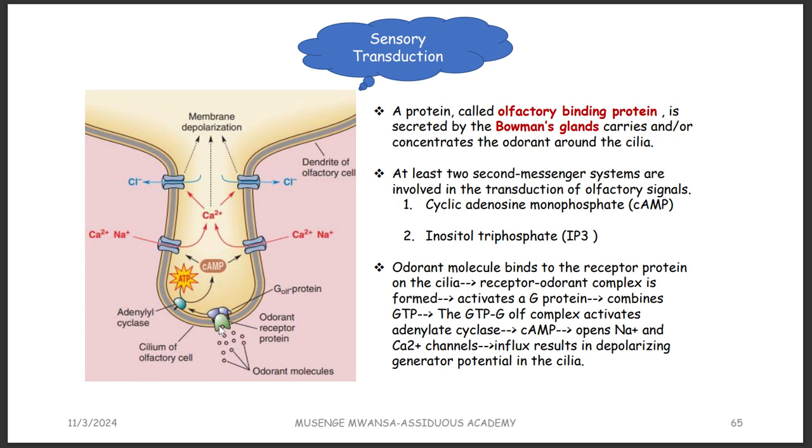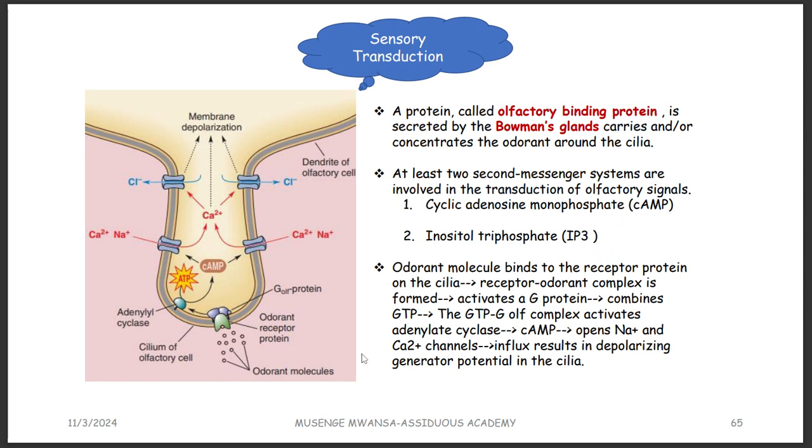You can see it is attaching to a G-coupled protein, and there are two mechanisms by which you are going to generate an action potential that is going to lead to the information going to the central nervous system via cyclic adenosine monophosphate or inositol triphosphate IP3.